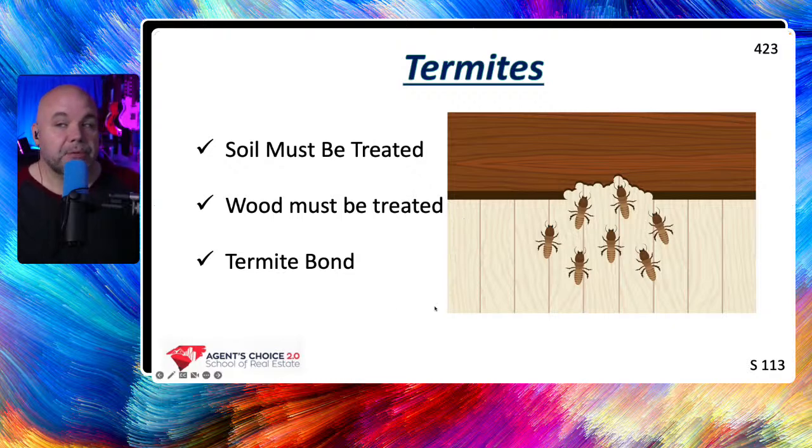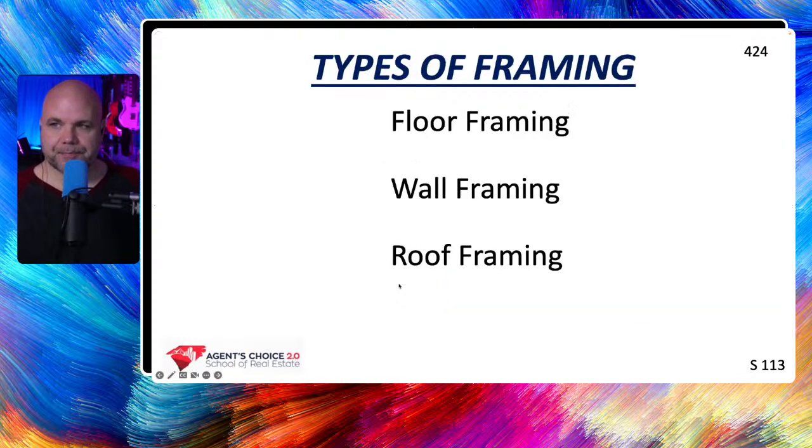Those termites like to crawl up the side of the brick. That wood, that soil, it has to be treated when it's new construction. And a termite bond protects people after the fact. Every year, maybe even a couple times a year, the termite company will come out, take a look, see if any damage has happened, and they'll handle it as part of the fee for the bond.